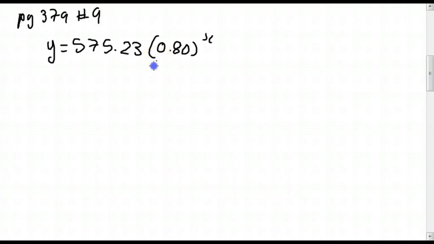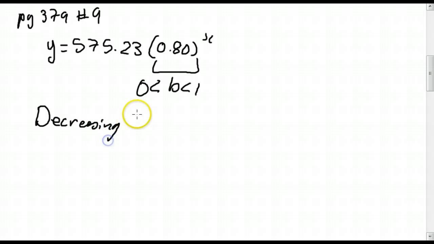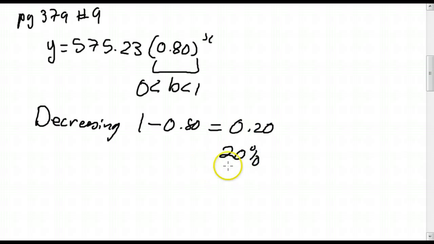Now, how is the population decreasing? We can see that since b is less than 1, or between 0 and 1, this is a decreasing function, along with the graph going down. It's decreasing at a rate of 1 minus 0.80, which is 0.20, or a 20% decrease per year. So what this is saying is we're left with 80% of the population that we had each year. Each subsequent year we'll have 80% of the population, which means that we are decreasing by a rate of 20%.